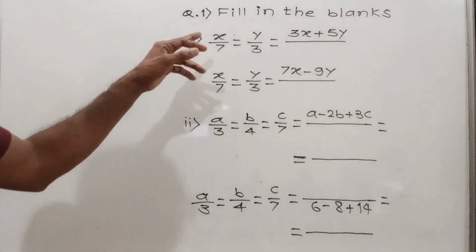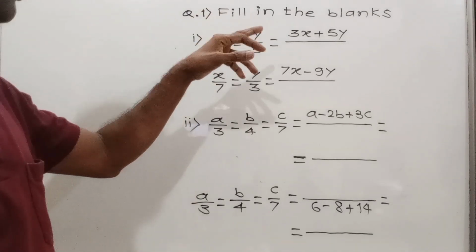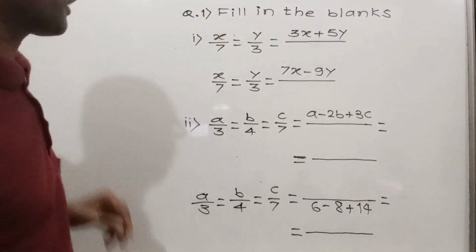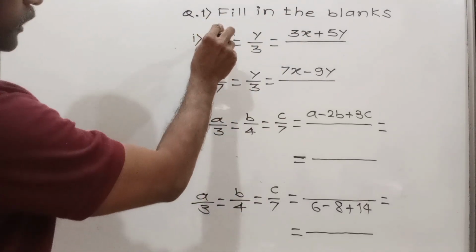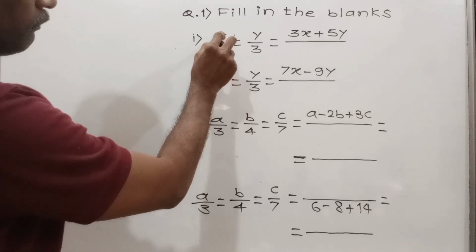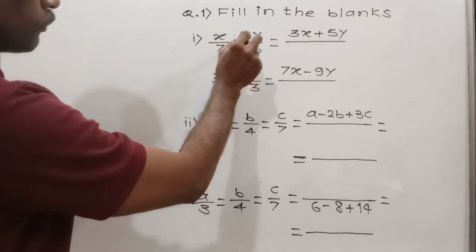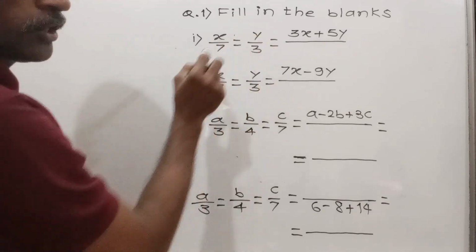Practice set 4.4, Ratio and Proportion. Question number 1. Fill in the blanks. Now example number first. x upon 7 is equal to y upon 3.